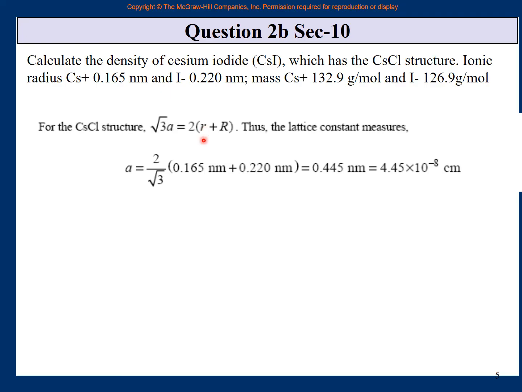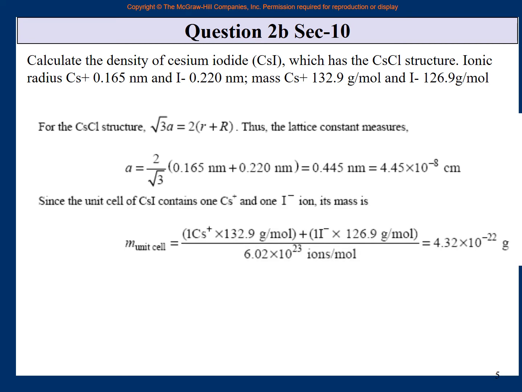So for a small r, you put the value of one radius. For capital R, you put the value of the other radius. One is 0.165, the other is 0.22. So you find the value of a, right? This is the value of a. Now, this value is okay, but right here I am converting it into centimeter. This was nanometer directly, because the standard unit of density we know is gram per cubic centimeter. So if I leave it at gram per cubic nanometer, then the number value is okay, but it will not match any standard units. So therefore I am converting it to centimeter.